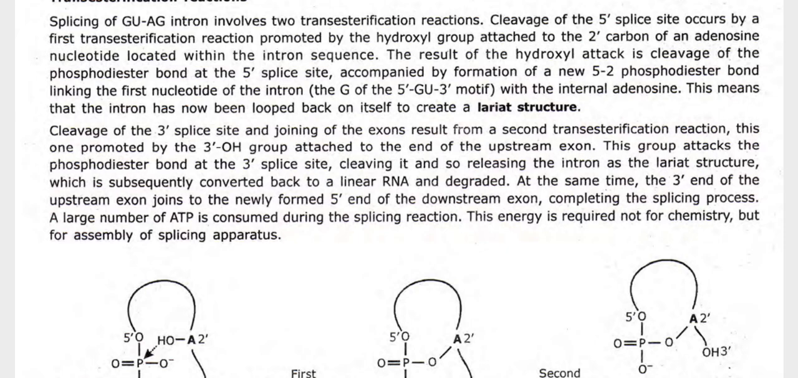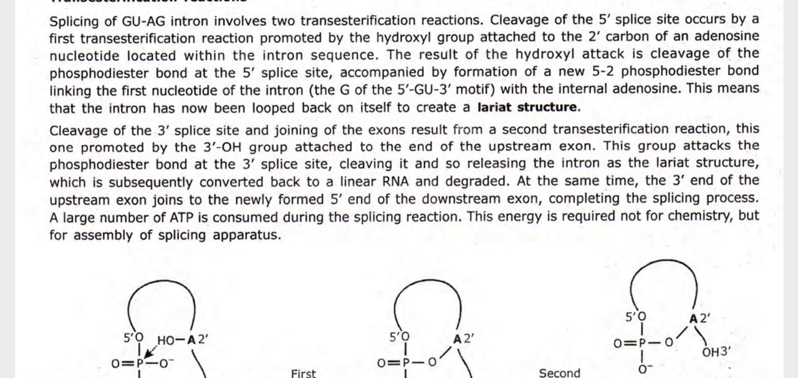The result of the hydroxyl attack is cleavage of the phosphodiester bond at the splice site, the 5' splice site, accompanied by formation of a new 5'-2' phosphodiester bond linking the first nucleotide in the intron, the G of the 5' GU 3' motif, with the internal adenosine. This means that the intron has now been looped back on itself to create a lariat structure.